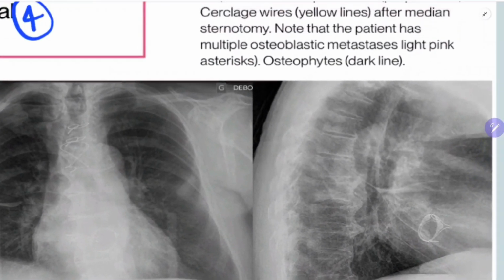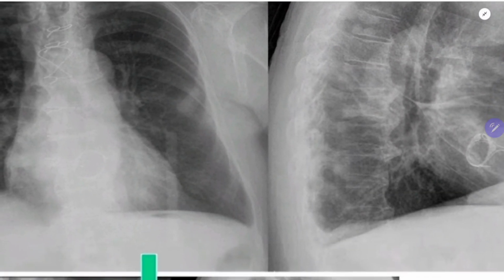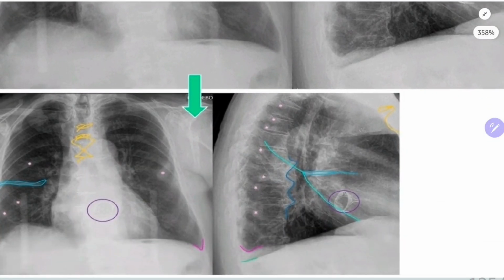Same thing he is saying here: pleural effusion with meniscus sign, we have seen the meniscus sign on the left. Blunting of the posterior right costophrenic angle, we have seen that. Fluid in the horizontal fissure, we have seen that, and the right oblique fissure also. Mitral valve replacement, we have seen. Cerclage wires, we have seen. The patient has multiple osteoblastic metastases. We have missed this because they are not so prominent. These things we have missed.